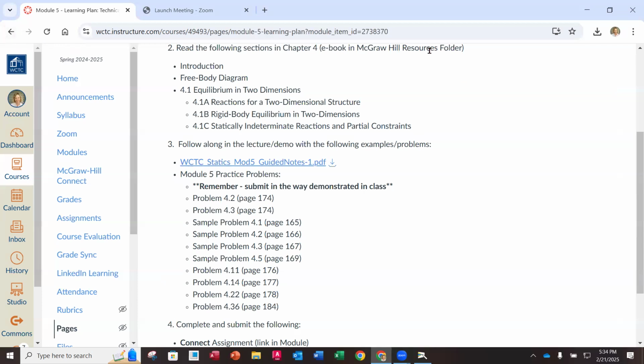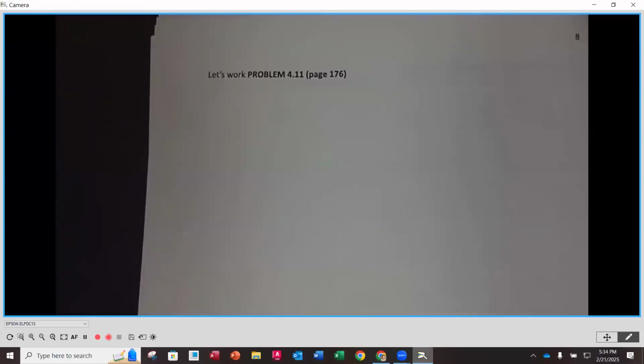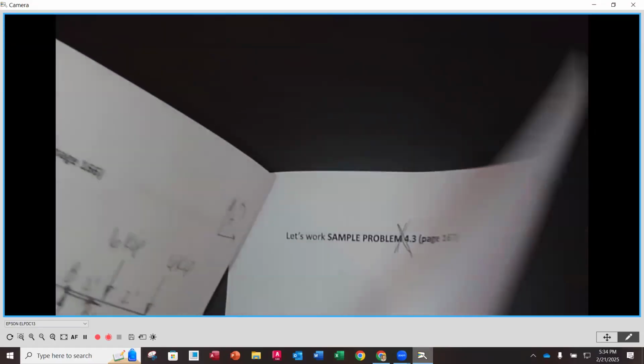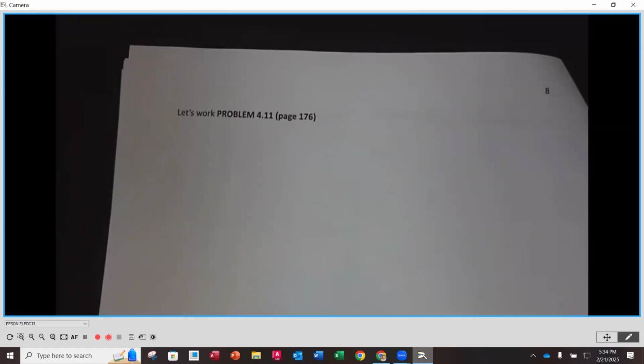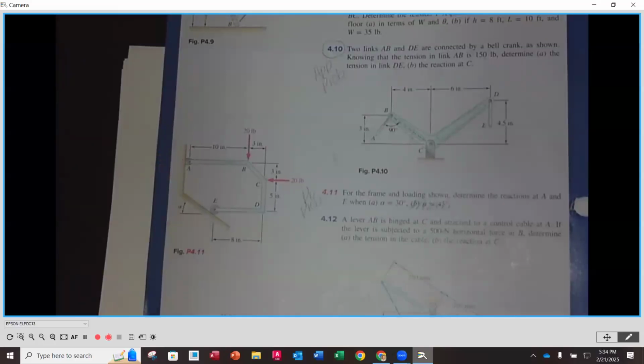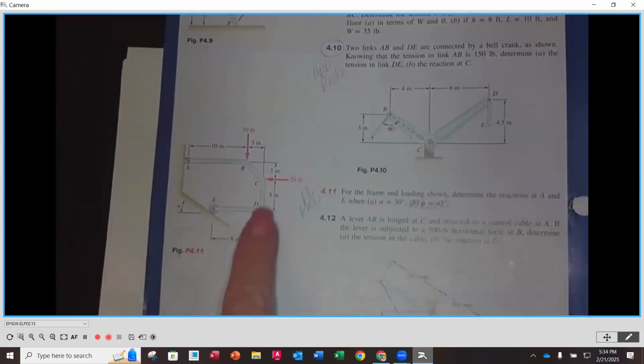So I'm going to go underneath our camera here. We are going to be skipping one of the sample problems. So on page 7 here, you can just cross this out. We're not going to be doing that problem. I decided against it. And instead, we're going to skip over to page 8, and we're going to be looking at problem 411. Now, 411 is found on page 176. These are the problems in the blue section in that ebook. I just have mine printed out, and we're going to look at this problem right here on the left-hand side.